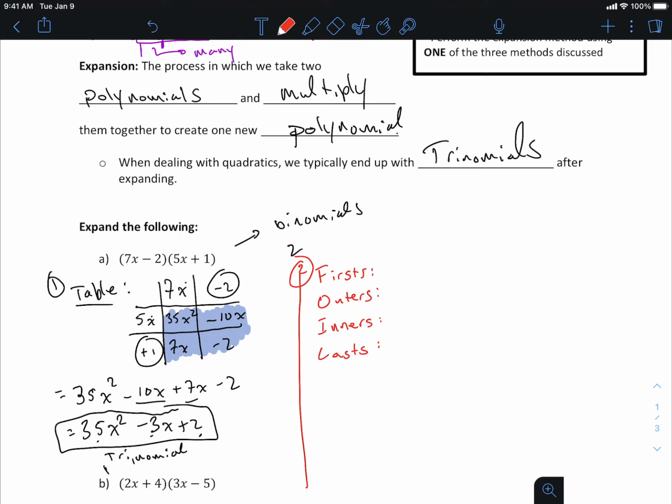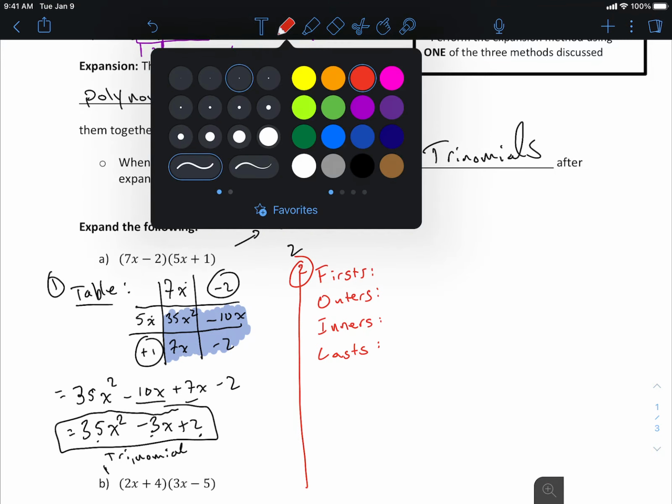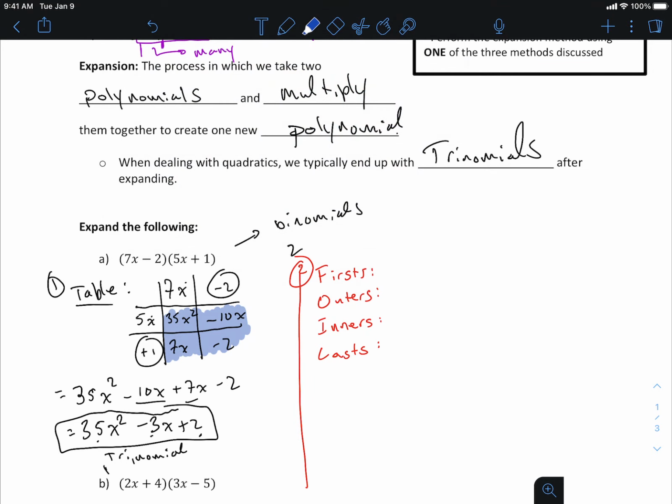Okay, and what it means is you're going to multiply, right? So if we look here, if I highlight, the firsts are going to be the firsts. 7x times 5x. So you're going to write that down. 7x times 5x. Okay, and then we go, okay, what are the outers? Well, the outers are the outsides. So 7x times 1. Okay. You're going to get an answer.